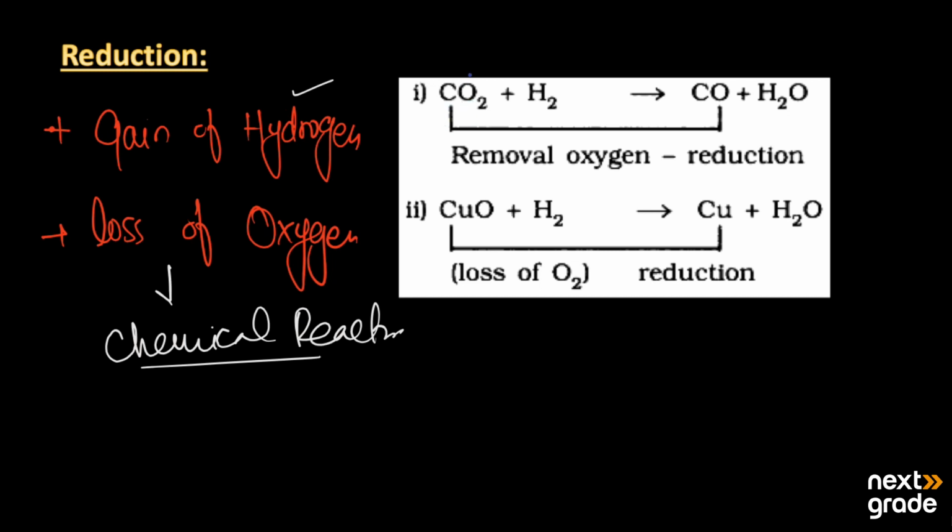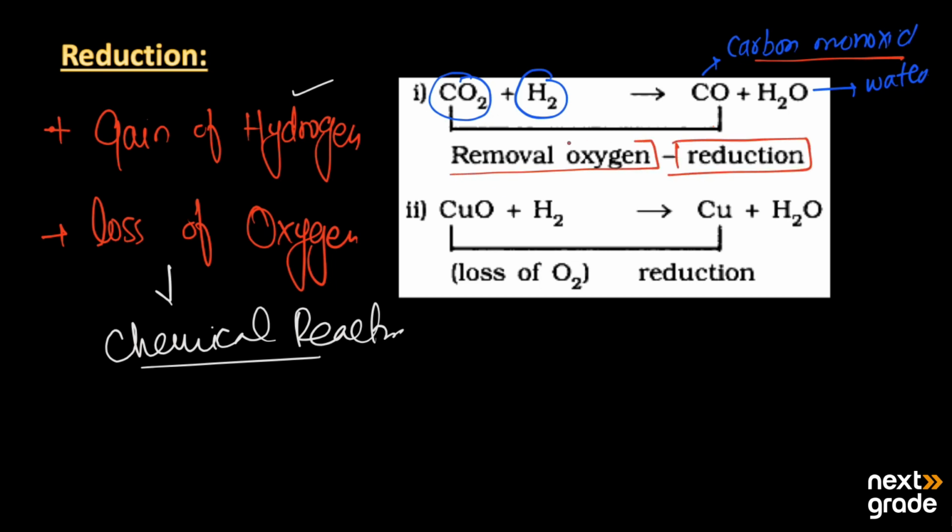The first one is carbon dioxide. It reacts with hydrogen, and after the reaction we gain carbon monoxide and water. In this process, as the carbon dioxide loses the oxygen and changes into carbon monoxide, it undergoes reduction because the removal of oxygen takes place. In the second example, we have cupric oxide, CuO. By adding hydrogen to it, we gain copper and water. So here the copper has lost the oxygen, so it undergoes reduction. This is the very simple process of reduction that takes place in a chemical reaction.